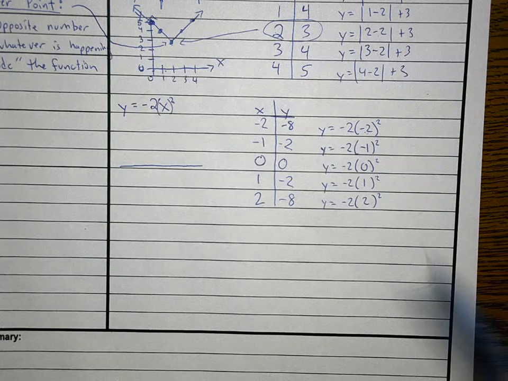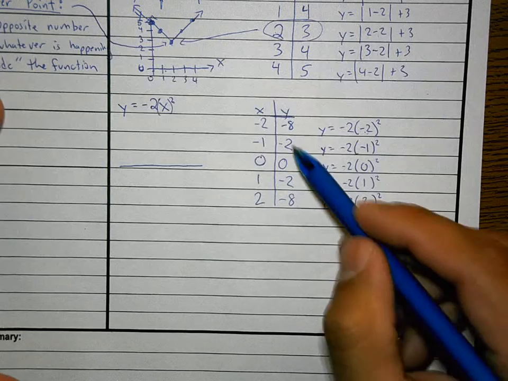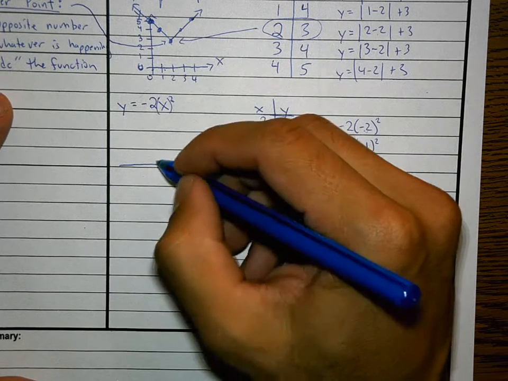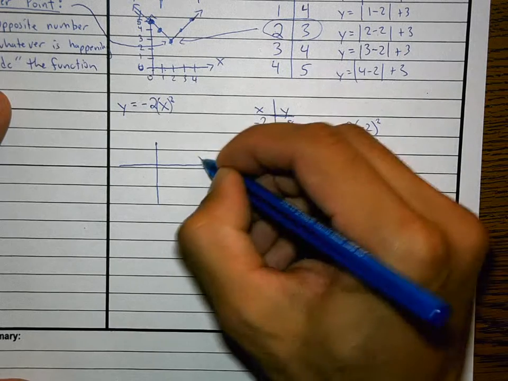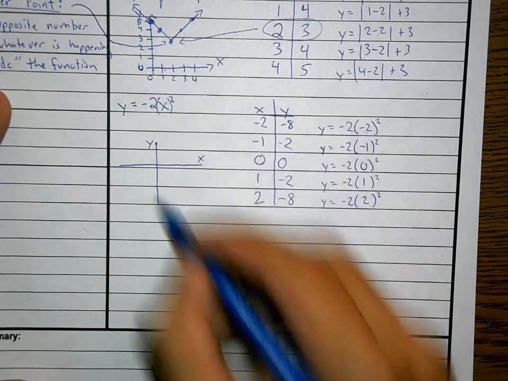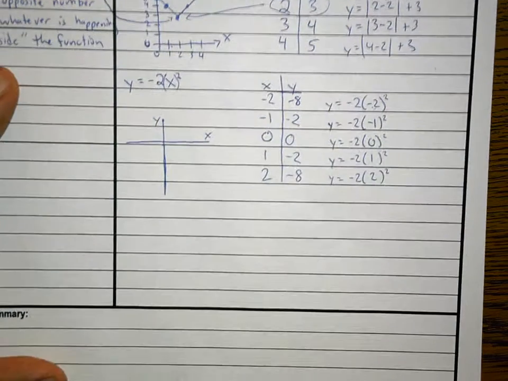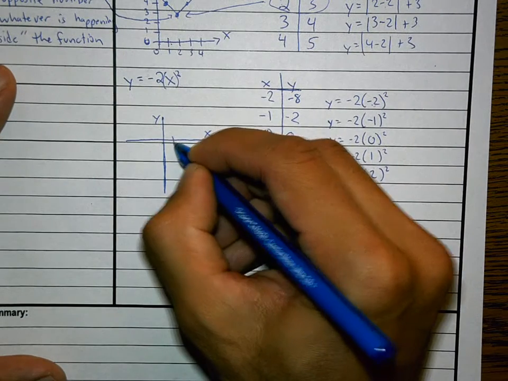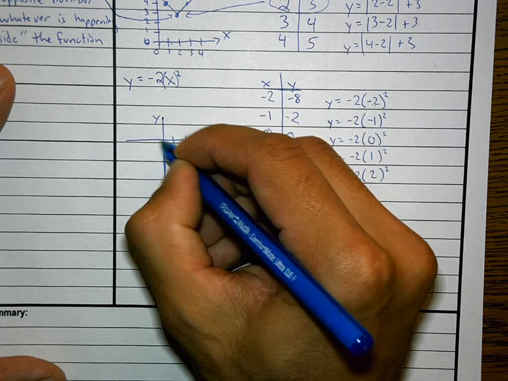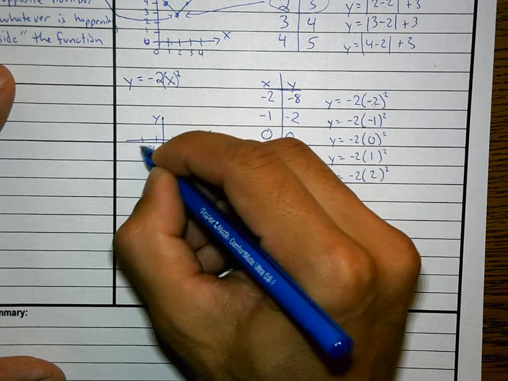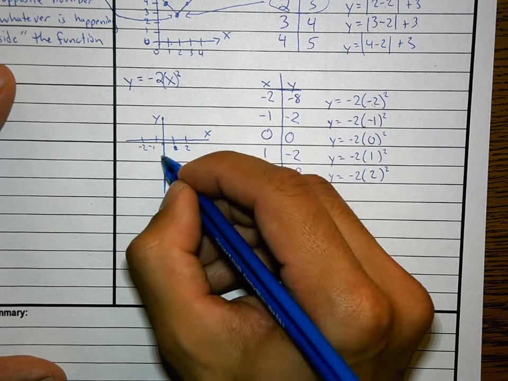So I just showed you all how to plug this into your calculator. What we want to do now is to take these points and plot them on a graph. X and Y. I'm going to have more below the x-axis, so I'm going to make my x-axis and y-axis. I'm going to go 1 and 2, 1, 2, 0, negative 1, negative 2. And I have to go down to negative 8, so I'm going to count by 2s.